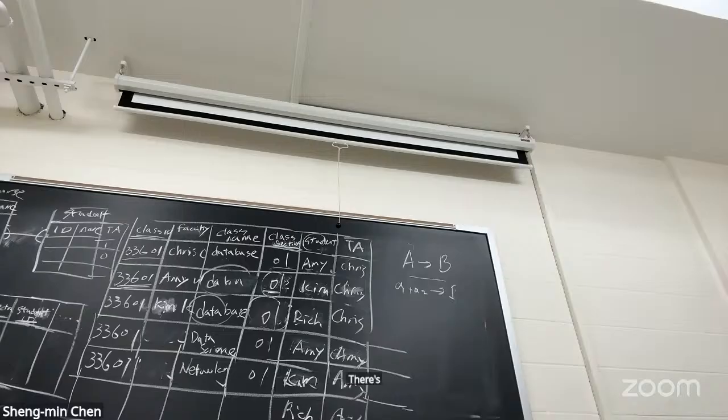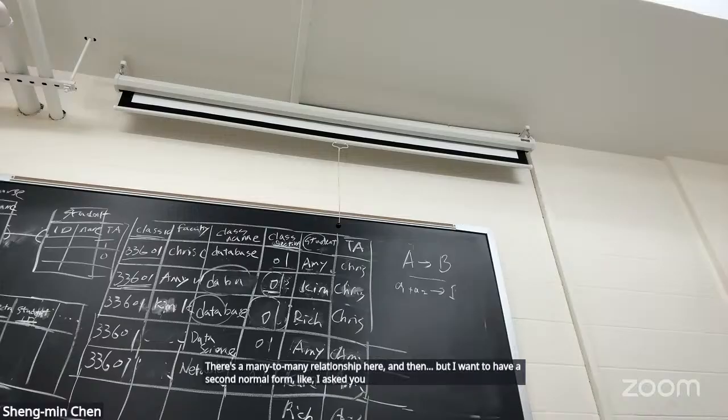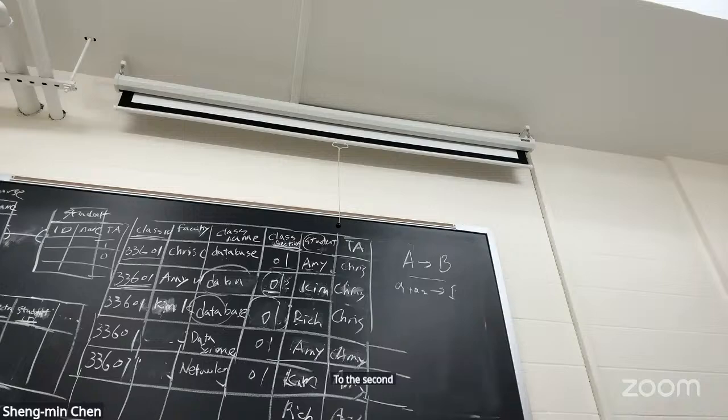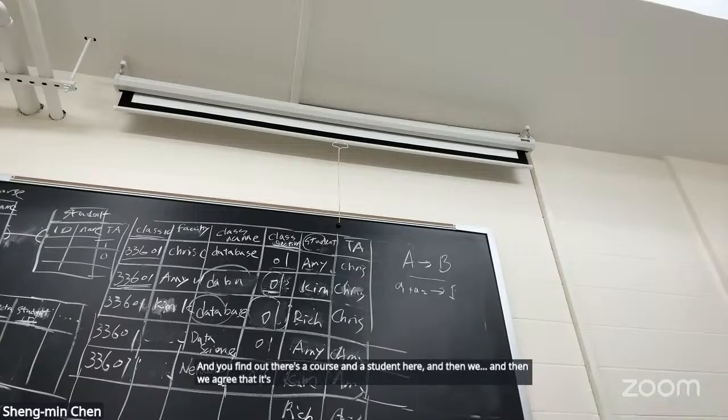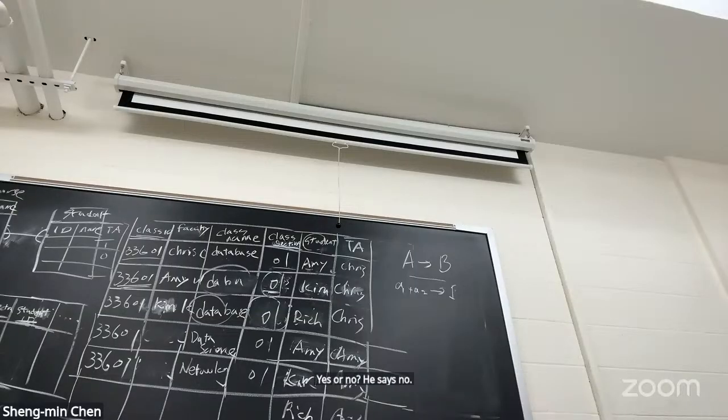There's a many to many relationship here, but I want to have a second normal form. Like I asked you to design a database that is at least second normalized. And you find out there's a course and a student here, and then we agree that it's a many to many relationship. Can we just leave it as that? Yes or no? He says no. Anybody disagree? Can we just leave it with many to many? So he's correct.